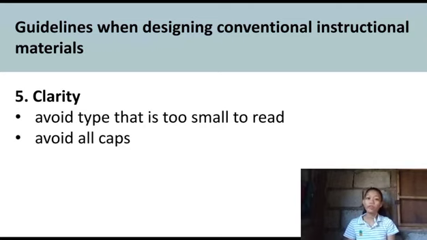Let's have the 5th one, which is the clarity. So clarity is talking about the image and the letters that you use in your instructional materials. To achieve clarity in your instructional materials, you have to remember these two things. Avoid type that is too small to read. The second one is to avoid all caps or all uppercase letters in your headline or in any part of your instructional materials.